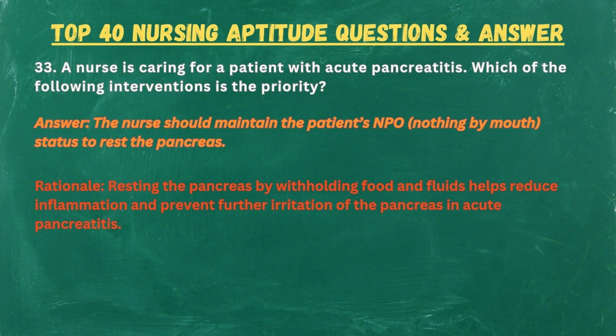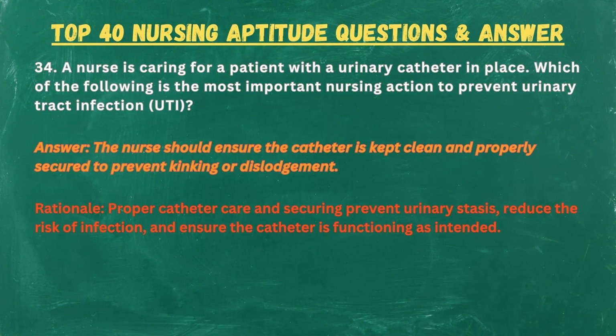33. A nurse is caring for a patient with acute pancreatitis. Which of the following interventions is the priority? Answer: the nurse should maintain the patient's NPO, nothing by mouth, status to rest the pancreas. Rationale: resting the pancreas by withholding food and fluids helps reduce inflammation and prevent further irritation of the pancreas in acute pancreatitis.